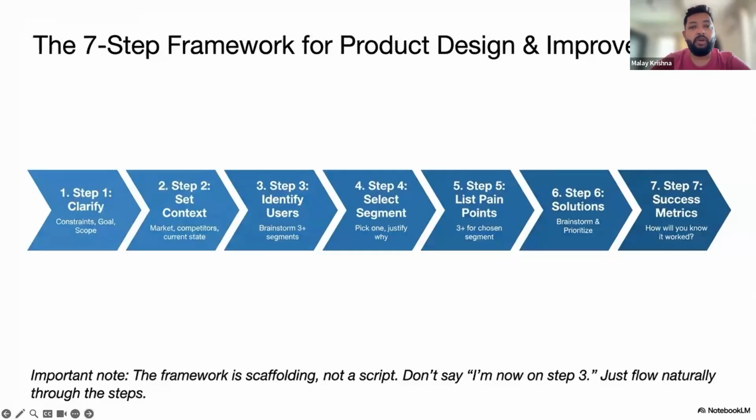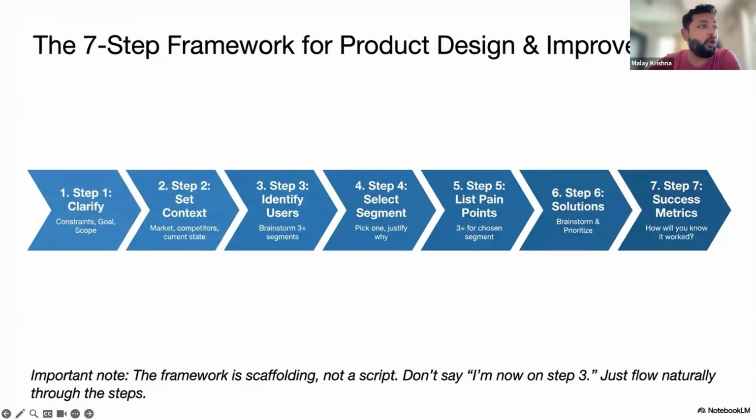Right? So, here is the framework in front of you. 7 steps. I want you to internalize this so well that you never have to think about what was the next step, what was the next thing. Never. Just remember it well, by heart. It should flow in a conversation. Step one, clarify constraints, goal, scope. First of all, before you do anything else, clarify.